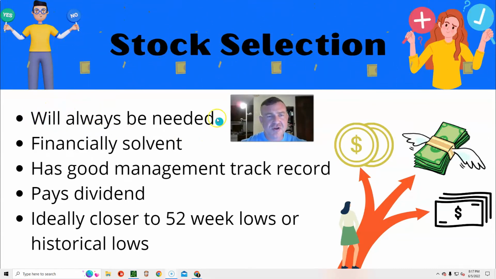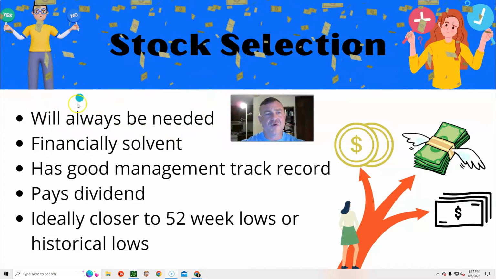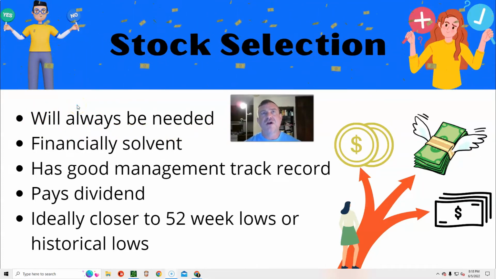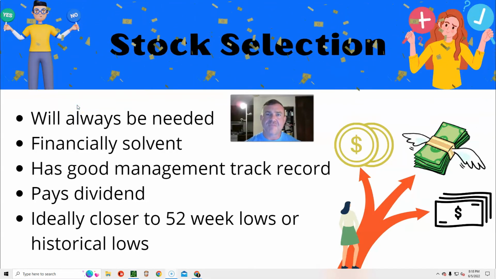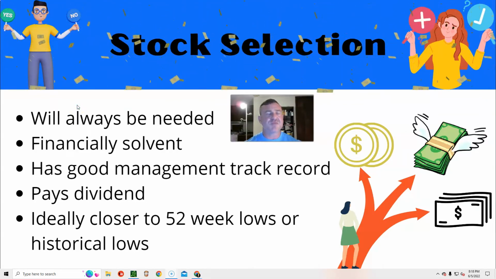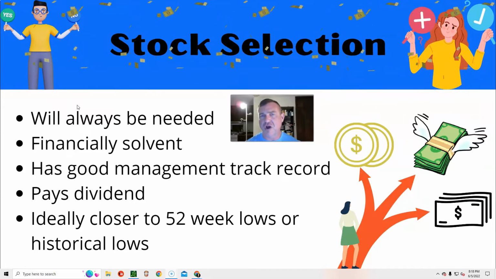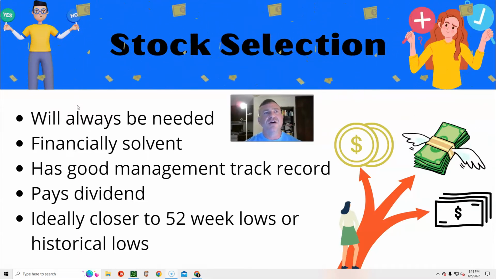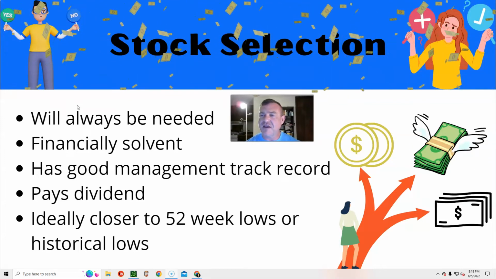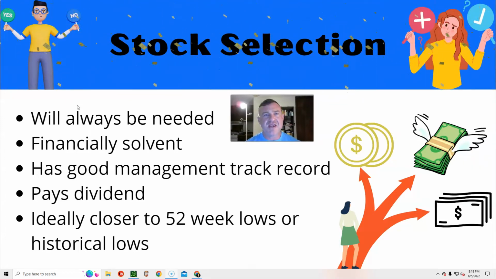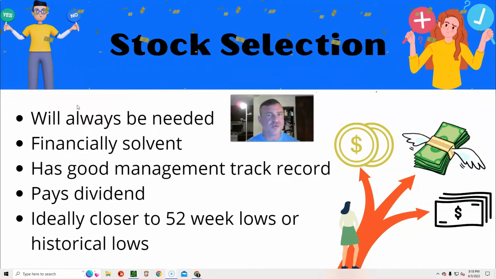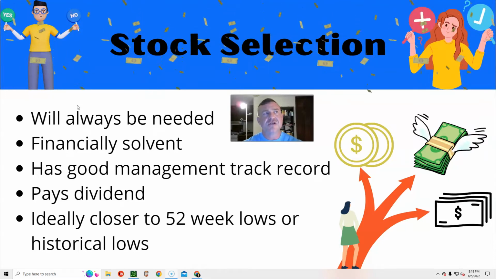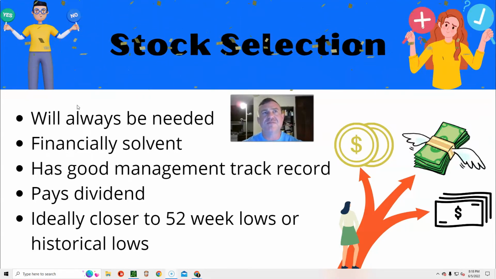Think of an industry that'll always be needed. So for example, will food always be needed? Yes. Would tax preparation and taxes in general always be needed? High chance. Would something like toothpaste, deodorant, underwear, things like that, always be needed? Yes. There's a good chance that would always be needed.